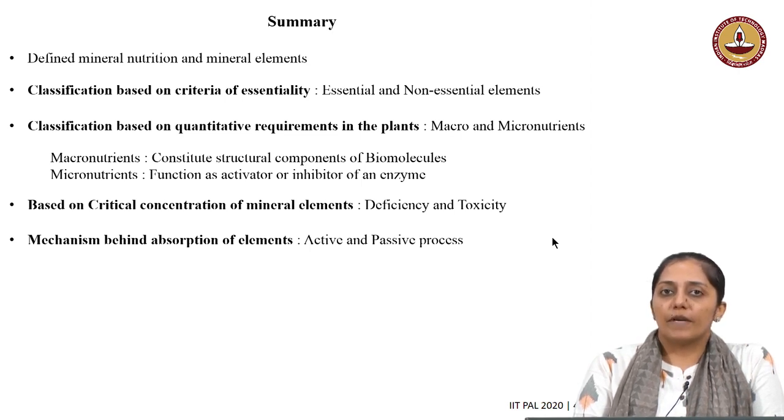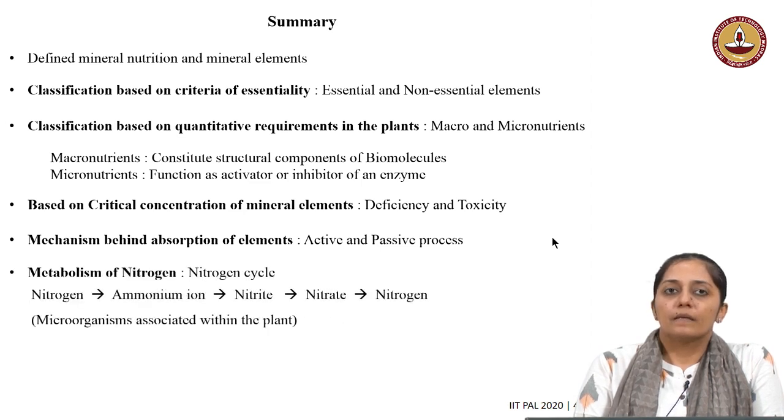Mechanism behind absorption of elements includes active process as well as passive process. And then we went on to study the nitrogen metabolism, the nitrogen cycle, how atmospheric nitrogen is converted into ionic forms for assimilation by the plants, and then the ionic form is reconverted by the process of denitrification into atmospheric nitrogen. Then in the end, we also saw briefly the fate of ammonium ions.